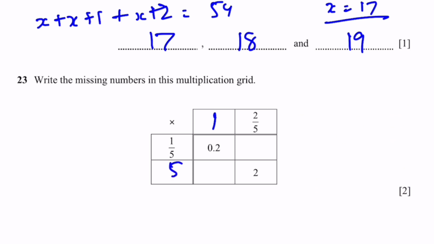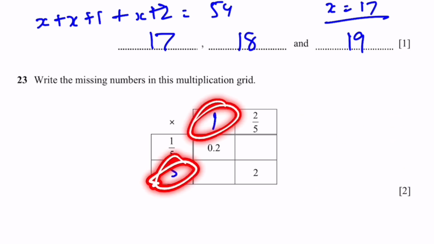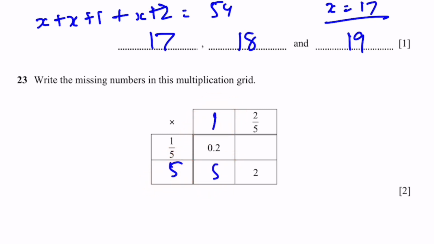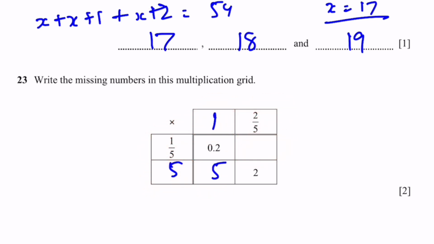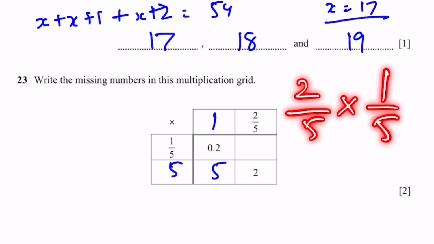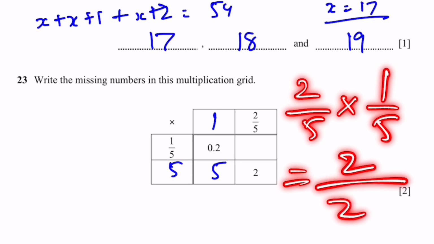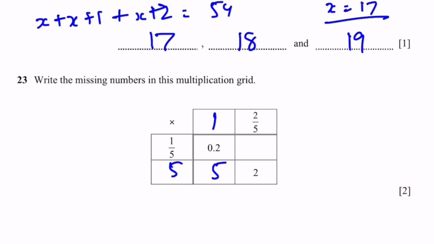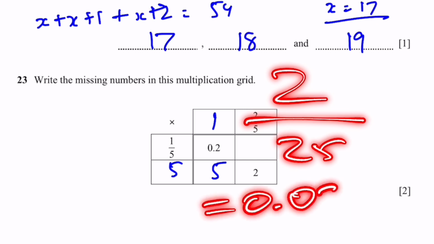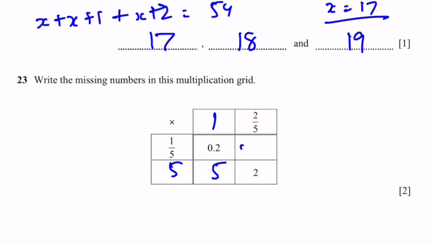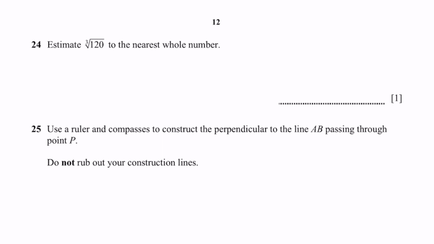Now let's find out. 1 into 5 is this one, which is 5. And now 2 by 5 into 1 by 5 is this gap. And now we can multiply it. 2 by 5 into 1 by 5, that's equal to 2 by 25. And if you want to write that in decimals, 2 by 25 is equal to 0.08. That's the answer.